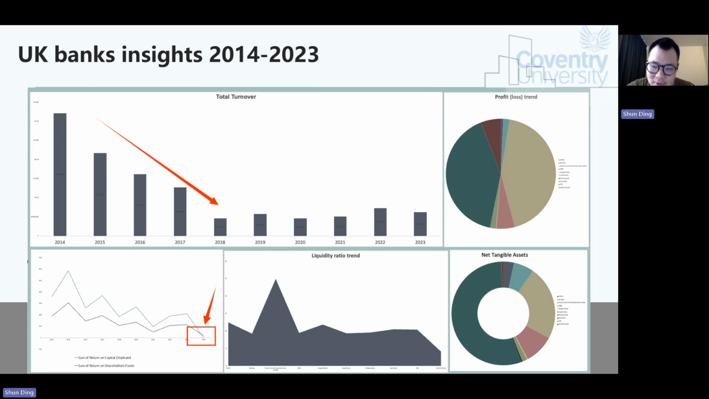I collected data for the 10 banks and 8 variables from 2014 to 2023 and made the distribution using Excel. As you can see from the figure, there are the following 4 challenges in British banks. During the period of 2014 to 2023, the turnover of British banks showed a significant downward trend. In 2018, the turnover of British banks fell to its lowest point.